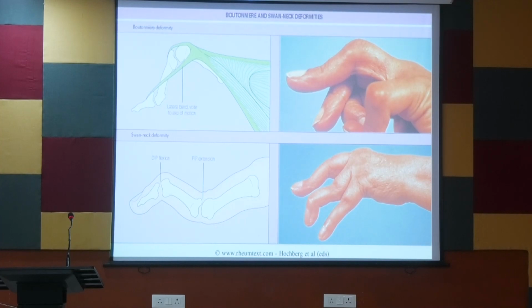And what is boutonniere deformity? See, it is opposite to the swan neck deformity. There will be extension in the DIP joint and flexion of the PIP joint. That can cause boutonniere deformity. Very commonly found in non-treated RA patients. Any question up to this? Everybody understood? Yes or no?